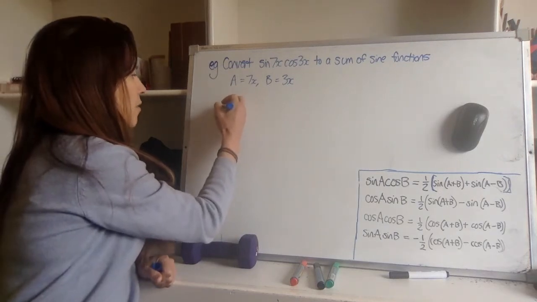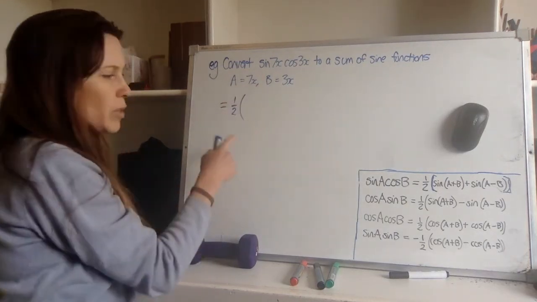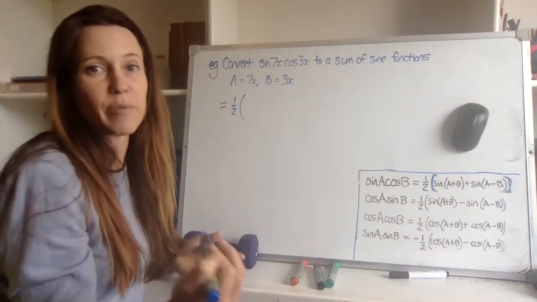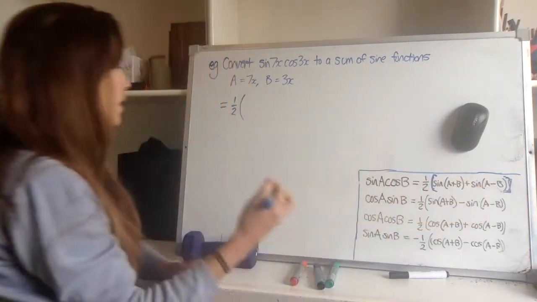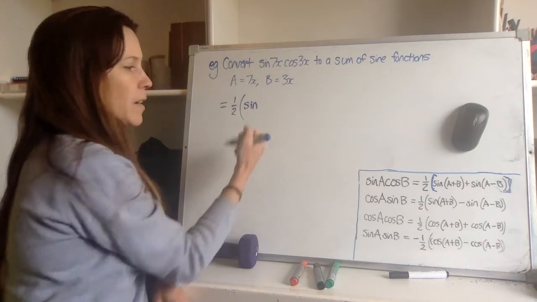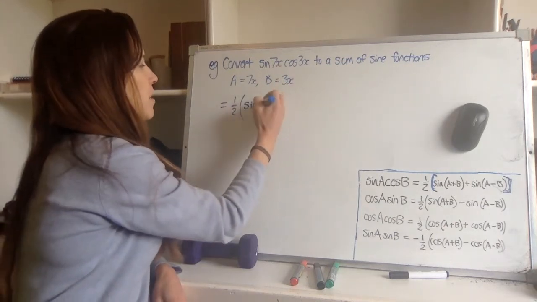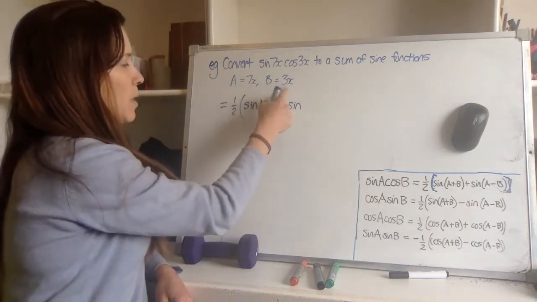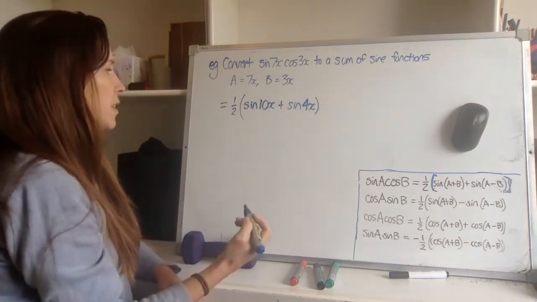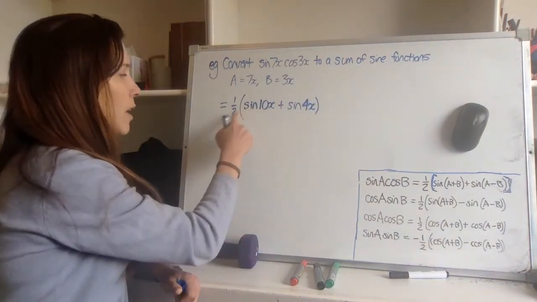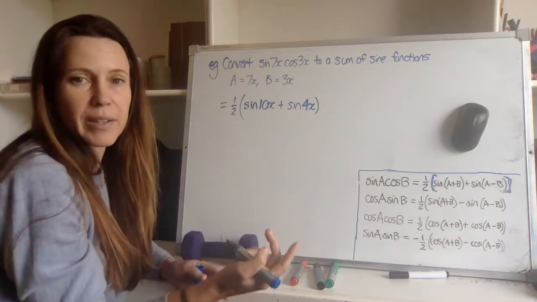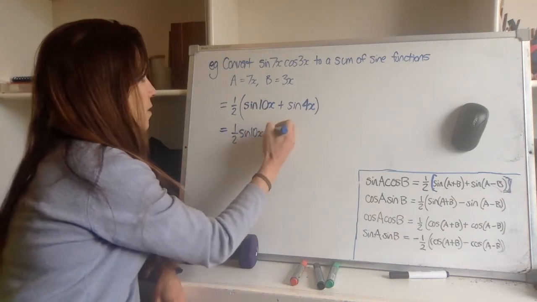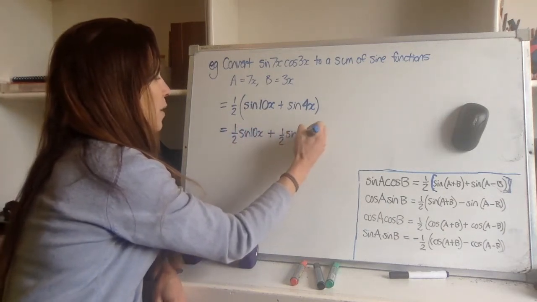So I can see that what I'll have is half. Now, important you don't forget the brackets. You can use these as big square brackets or you can make them round brackets. Just make sure you don't forget them because that half needs to apply to both bits. So we have half of the sine of A plus B, so 7x plus 3x is 10x, plus the sine of A minus B, which will be 4x. Now you can leave it like that. Obviously this is the same as half of sine 10x plus half of sine 4x, but it's okay to leave it like that because really writing it like this isn't necessarily any neater or better.